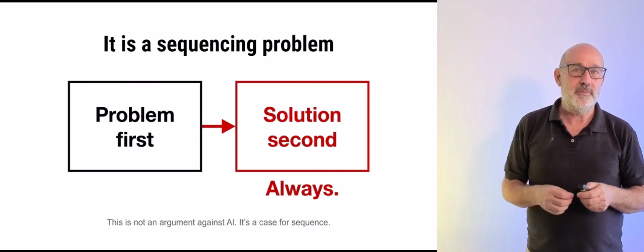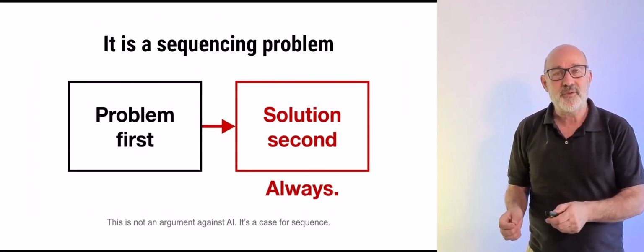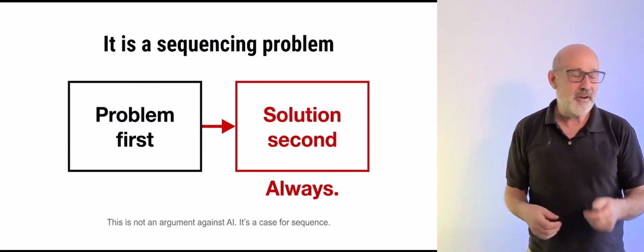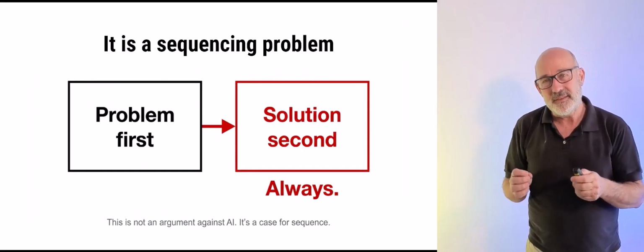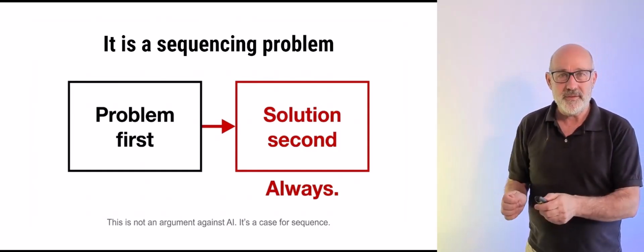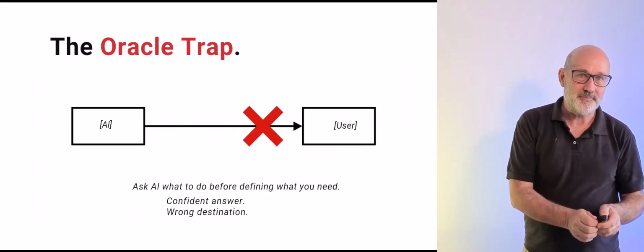Good results come from thinking first. Help should come after, not before thinking. This is not an argument against AI. It's not nostalgia for harder times. It's a sequencing question, a sequencing problem. Problem needs to come first, solution second, always.